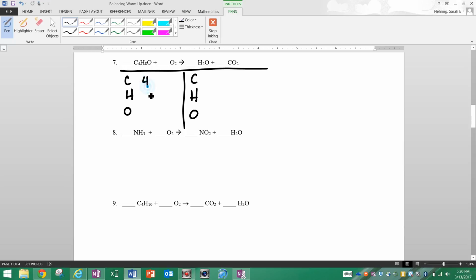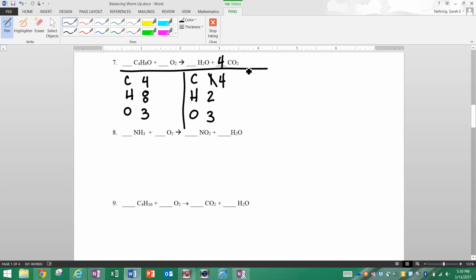So let's stop and count first. I've got 4 carbons, 8 hydrogens, and then I've got 1, 2, 3 oxygens. And over on this side, I've got 1 carbon, 2 hydrogens, and then 3 oxygens. So I want to balance out the carbons first. So I'm going to put a 4 here. That gives me 4 carbons.